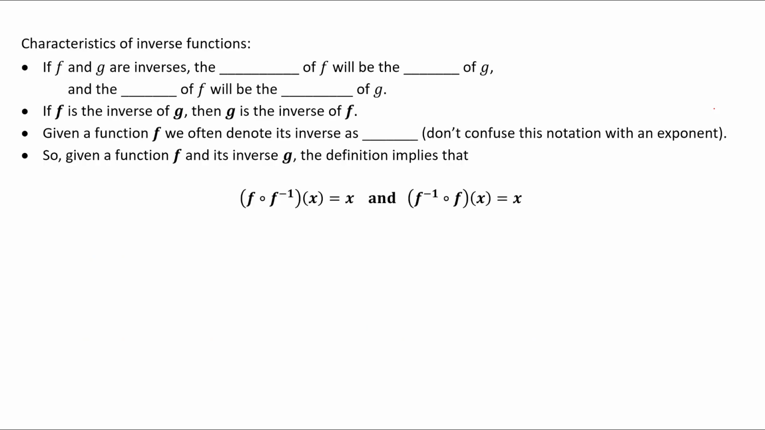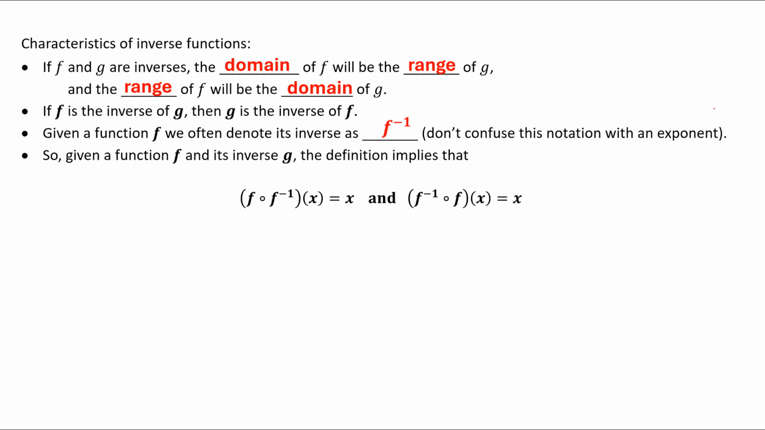So the characteristics of inverse functions: if f and g are inverses, the domain of f will be the range of g. So the range of f will be the domain of g. If f is the inverse of g, then g is the inverse of f. That sounds obvious, but it's not always obvious. Just because a dog has 4 legs doesn't mean that everything with 4 legs is a dog. It doesn't always go both ways. But it does in this case.